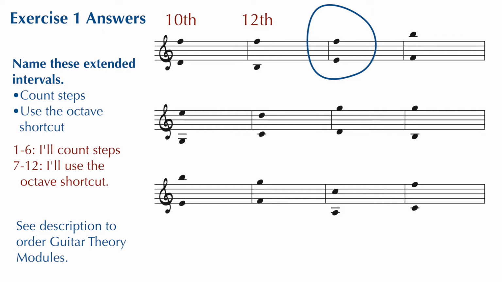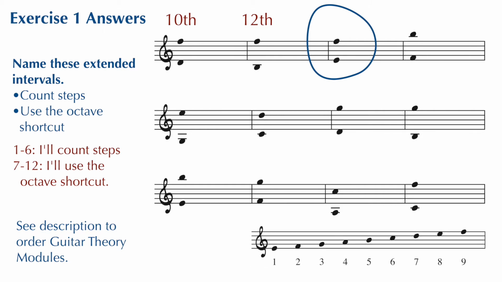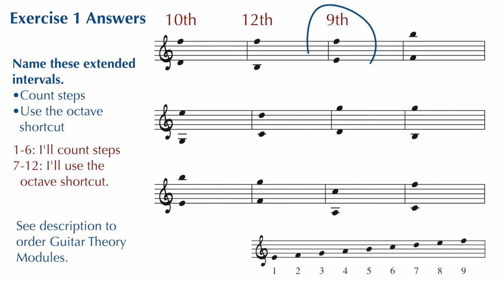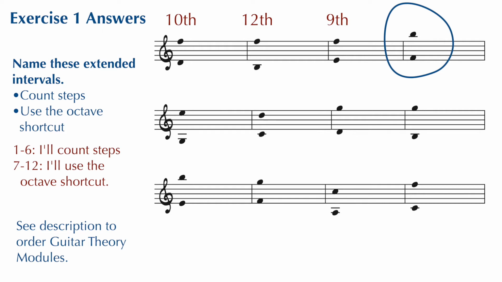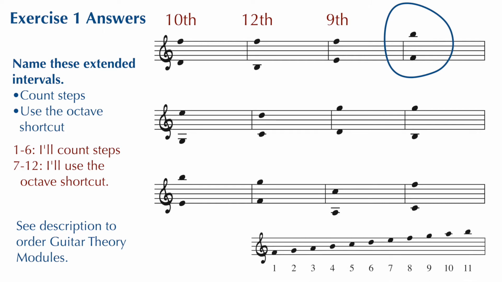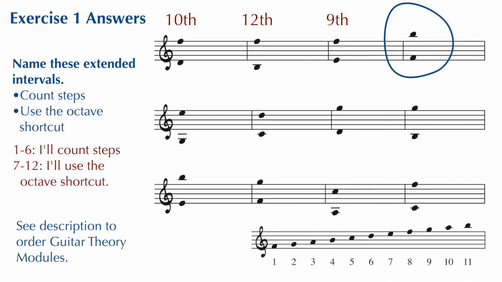Number 3, E to F. Let's count those notes from E. 1, 2, 3, 4, 5, 6, 7, 8, 9. So from this E to this F is a 9th. Number 4, F to B. Let's start counting from that F. 1, 2, 3, 4, 5, 6, 7, 8, 9, 10, 11. So from this F to this B is an 11th.